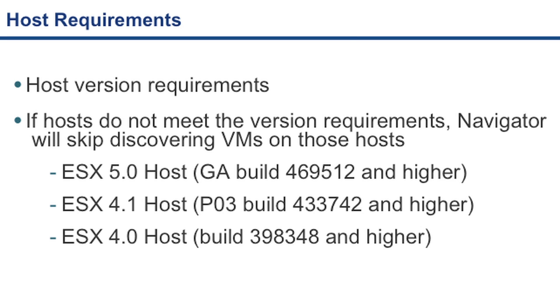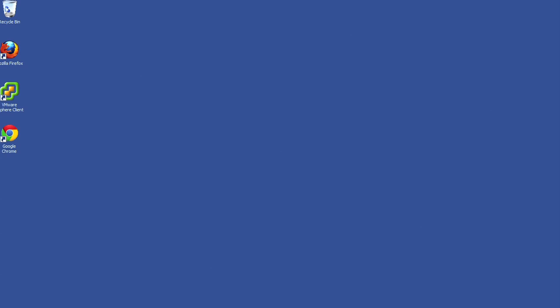Host version requirements are ESX 5.0 GA and higher, ESX 4.1 patch 3 and higher, and ESX 4.0 build 398.348 and higher. We'll now use the VMware vSphere client to install vCenter Infrastructure Navigator.